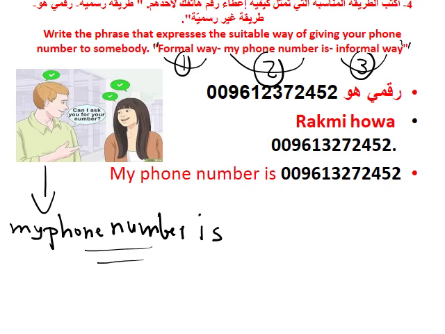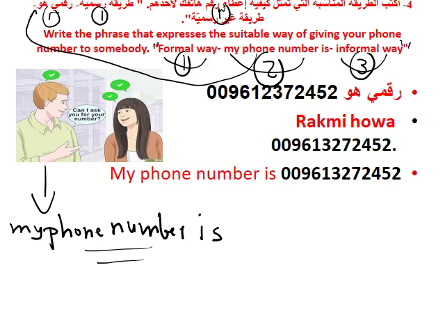Let's look at the question written in Arabic. In Arabic, we start in the opposite side of English. The first one will be tarika rasmiya. The second one will be رقمي هو. And the third one will be tarika غير rasmiya. So here, the one that matches with my phone number is number 2 in the Arabic question.